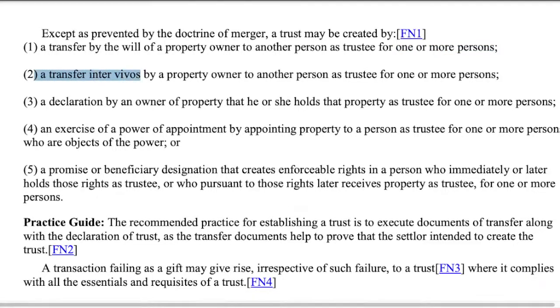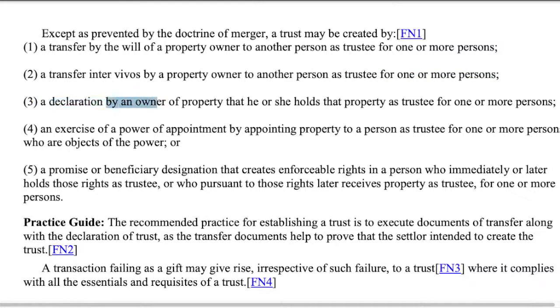Number 2, a transfer inter vivos by a property owner to another person as a trustee for one or more persons. So let's look at this one. A transfer inter vivos, so that means between the living, between living persons. It's while they're living, not because of someone being dead, by a property owner to another person as trustee, again, for one or more persons. So it's being held in trust for these people.